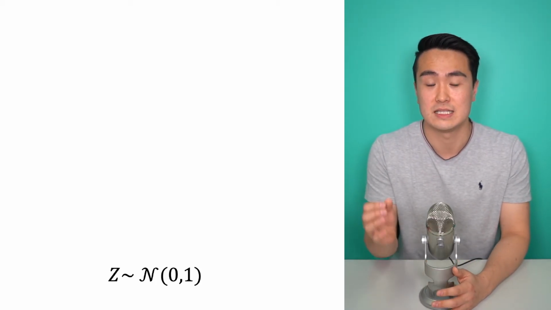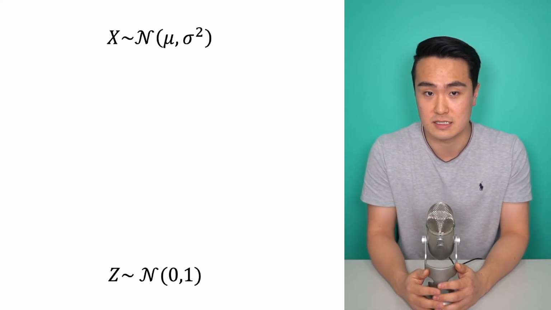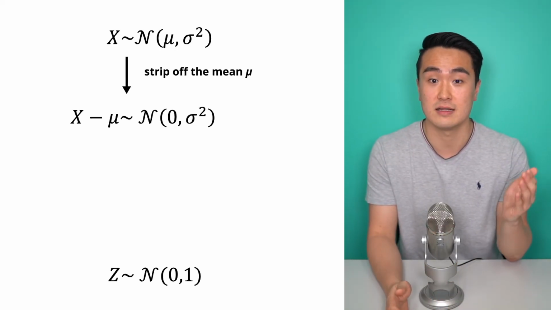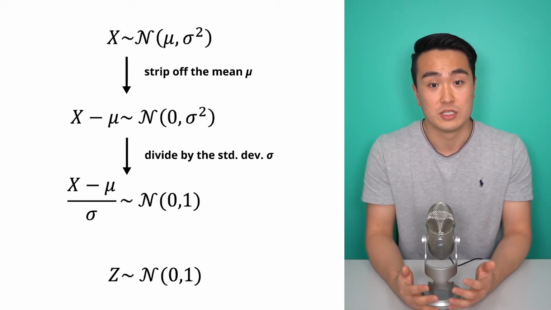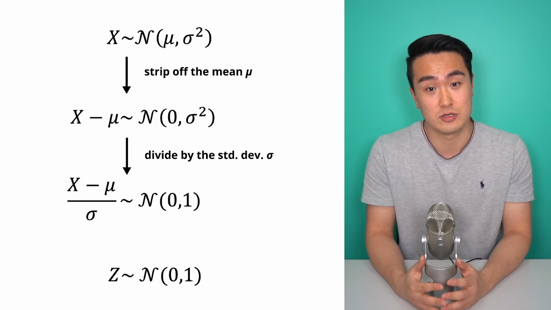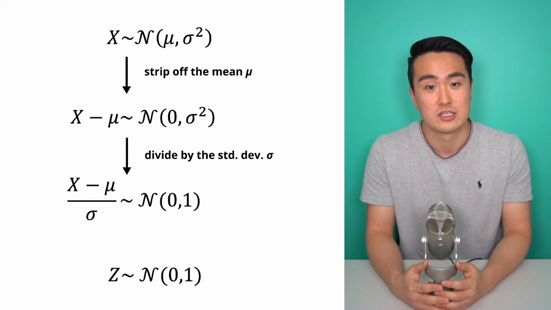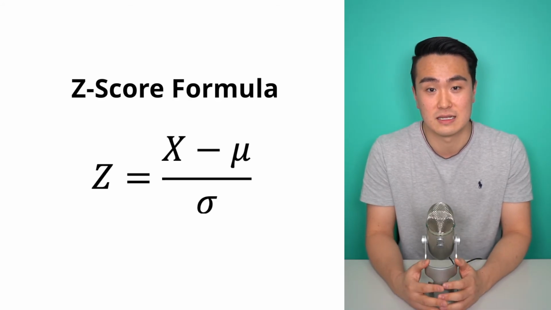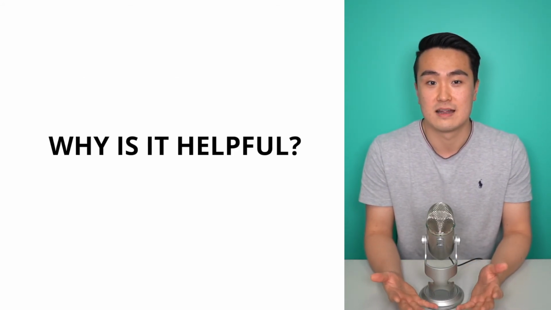We want to create a standard normal distribution with mean 0 and variance 1. So starting from a normally distributed x, strip off the mean, and then divide by the standard deviation. Remember the squared effects. We just created a new normal distribution with mean 0 and variance 1, which is the standard normal. So by stripping the mean and dividing by the standard deviation, we obtain the z-score. So why is standardizing helpful?